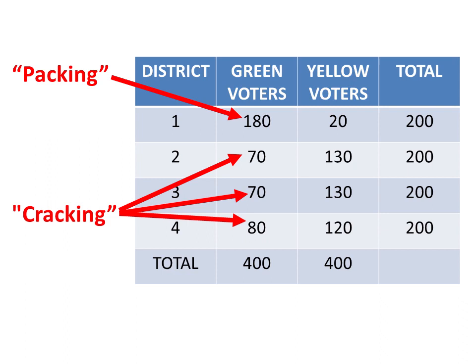And that allows the remaining green voters to be cracked, to be spread across the remaining districts, so that the yellow party, the yellow voters, gain the bulk of representation, in this case, three seats against the green one seat.